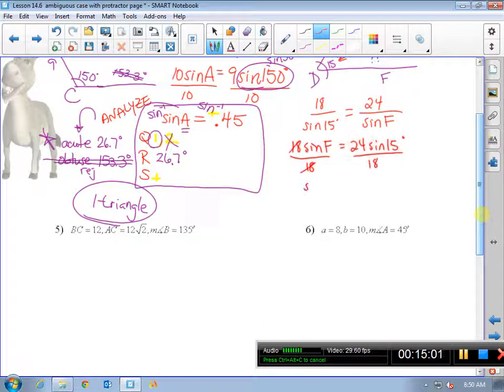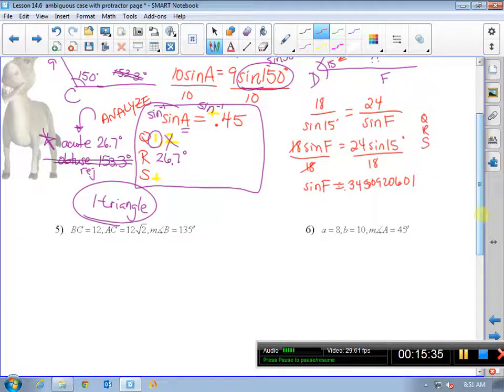Use my calculator to get my decimal. 24 times the sine of 15, enter, divided by 18. All right, that's hard to read. 0.34509200601. So to find angle F, I'm going to do a QRS.